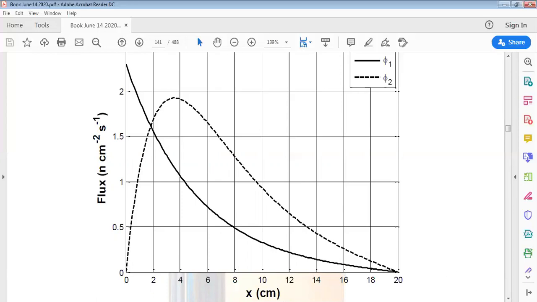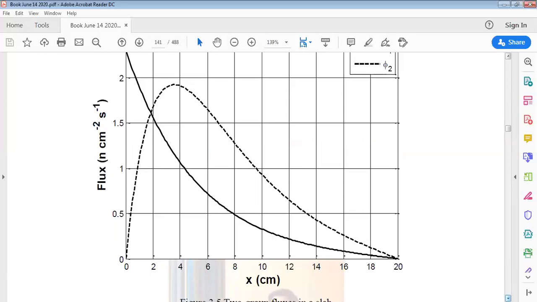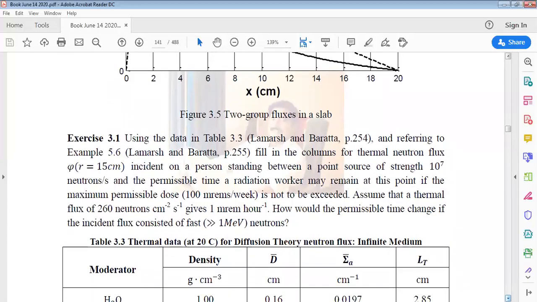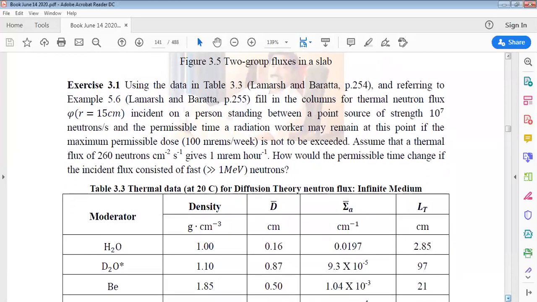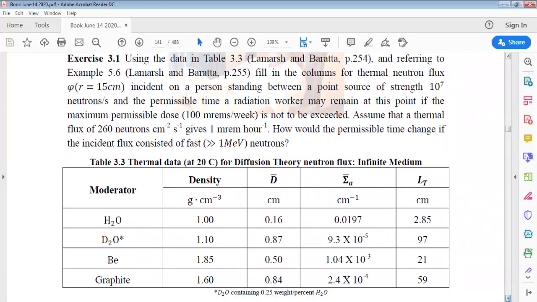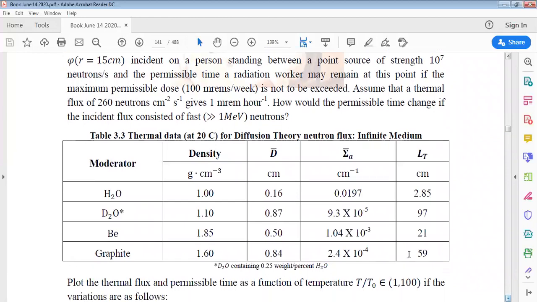The shape of the fluxes is very telling. It's very illustrative of what is happening. And whenever you find fluxes, after doing the mathematics, you should discuss physically what they represent. There's a lot of data in Lamarsh and Baratta, and I'm showing you some over here for the thermal data at 20 Celsius for diffusion theory, neutron flux in an infinite medium.